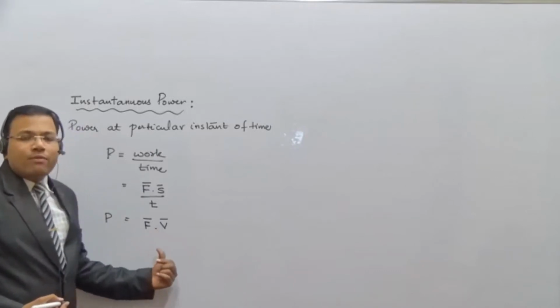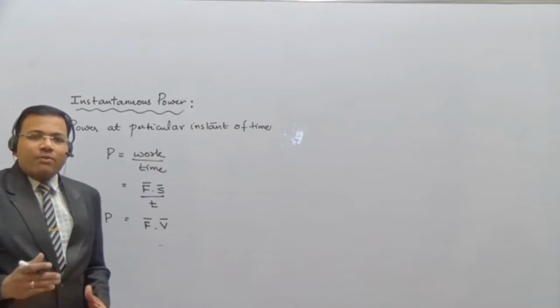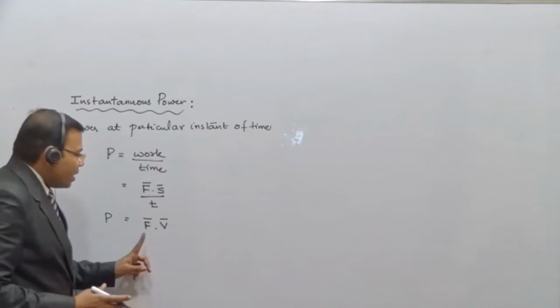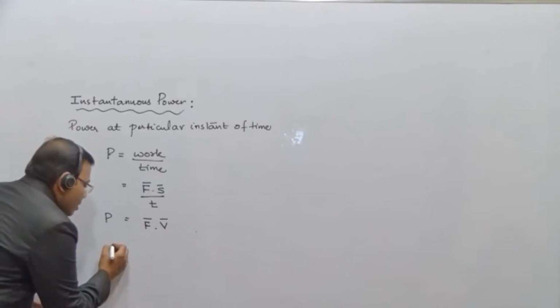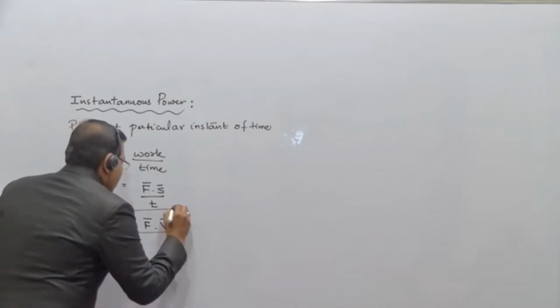P is equal to F dot V. It is something like A dot B. So the concept we have seen under scalar product, A dot B is AB cos theta. In the same way, F dot V is FV cos theta. So let us take that also. This is the basic and general formula we refer to.